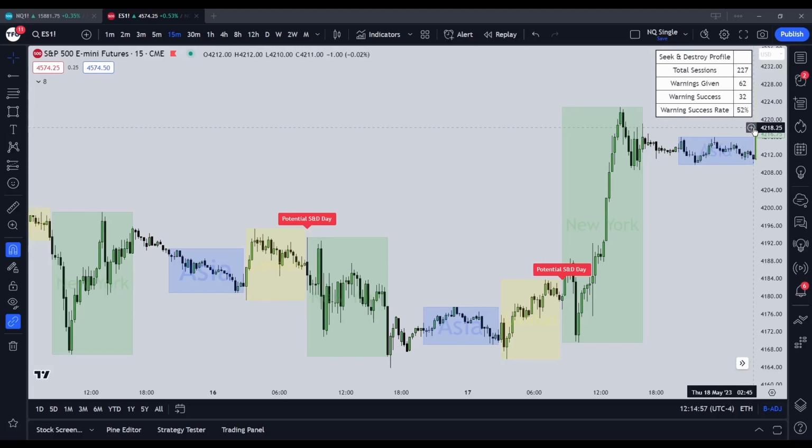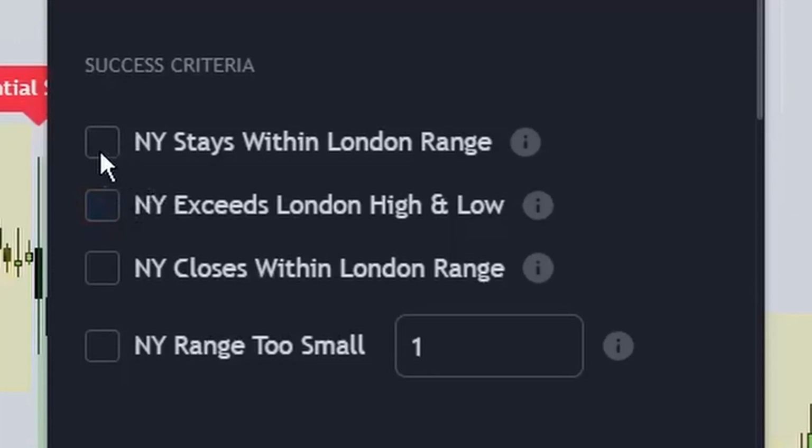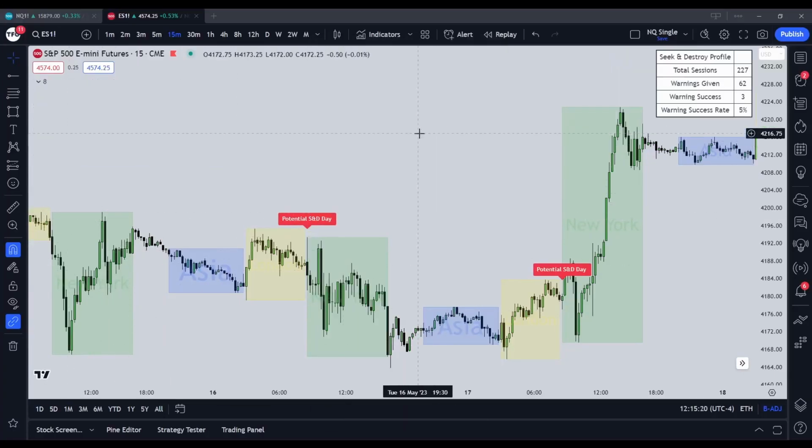I mean, obviously there's some volatility at the 9:30 open, but there's also some at 8:30 news events and stuff like that. So I wouldn't say it's very uncommon for that to happen on a normal day, not even just seek and destroy. And then New York stays within the London range. That's actually a pretty rare occurrence. It's probably just holidays and stuff like that, but figured I'd throw it in there anyway, even though it only counts for 5% of the total warnings that succeeded.